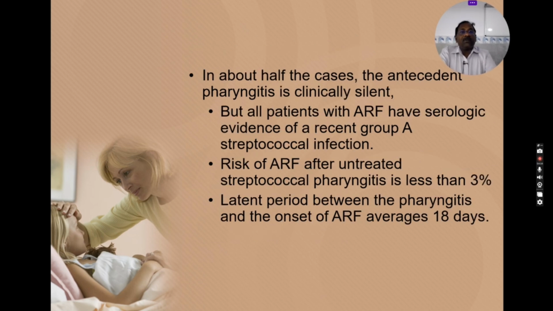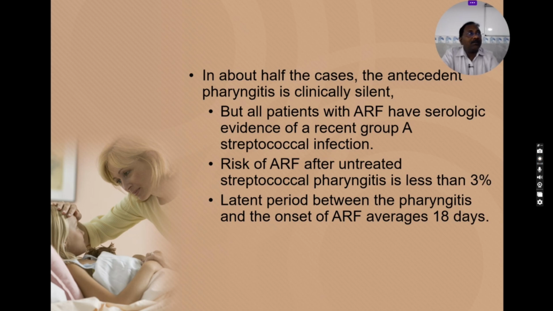In about 50% of the cases, the antecedent pharyngitis is clinically silent. So that is true. Some people, if you ask the leading question of past history of any sore throat, etc., most of the people say no, because it's mostly a silent or asymptomatic infection. But all patients with acute rheumatic fever have serological evidence of a recent group A streptococcal infection by your ASO titers. Risk of acute rheumatic fever after untreated streptococcal pharyngitis is less than 3%.